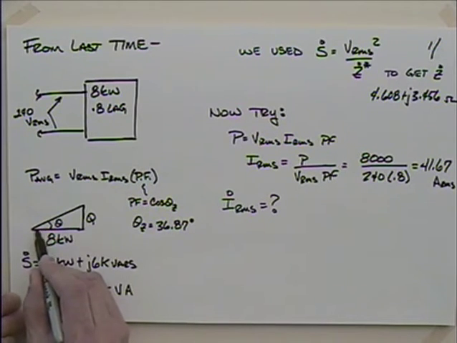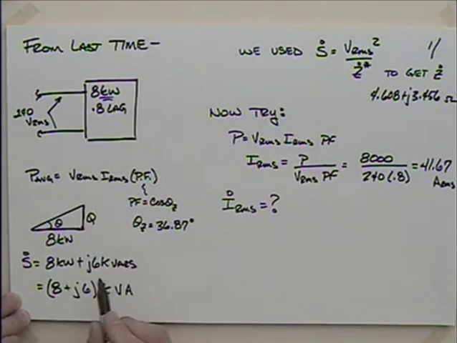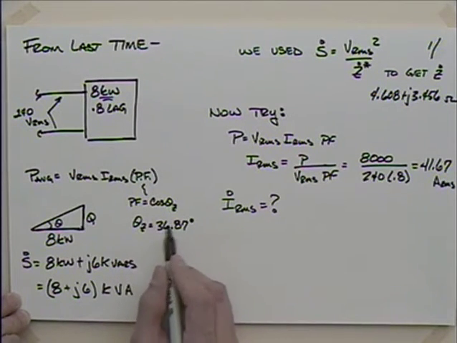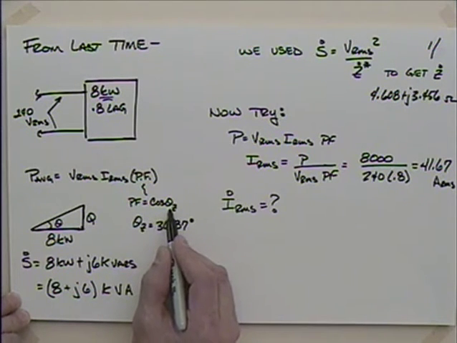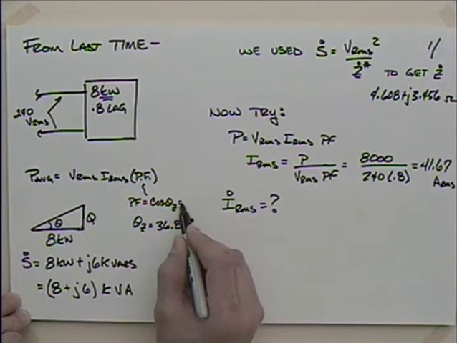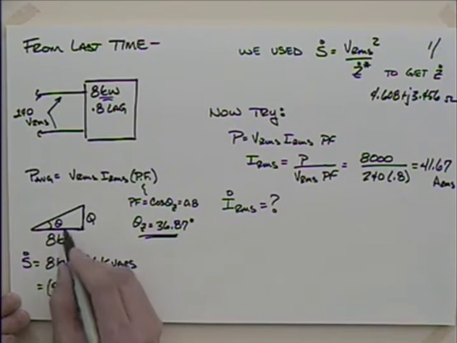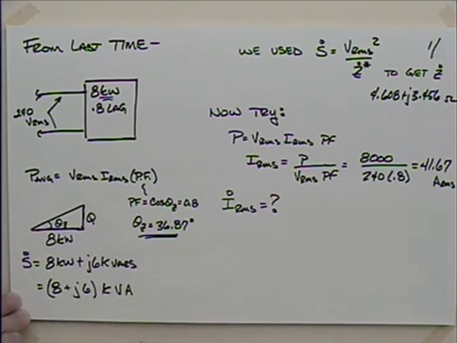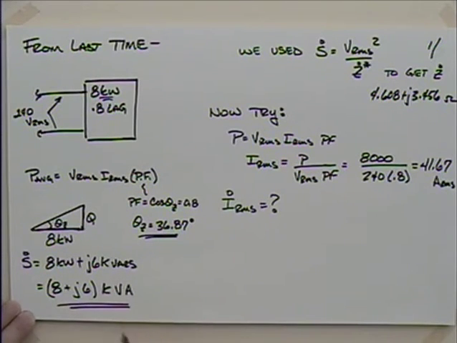We recognized with the power triangle that we knew the real power, that was just given at 8 kilowatts. And because they gave the power factor, we knew that the power factor was equal to the cosine of the impedance angle. So if I set this equal to 0.8, it allowed me to come up with the impedance angle was 36.87. So you get that angle right there. And it allowed you to get Q with the tangent function. We turned this power problem into a trig problem and came up with that answer. I would refer you to the notes from last time for that.